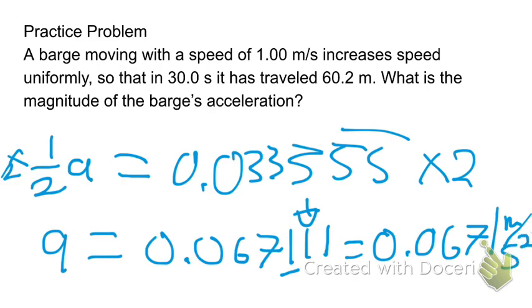Shouldn't we only have 3 significant figures? Yes, we do only have 3 significant figures. Those first 2 zeros are not significant. Yes.